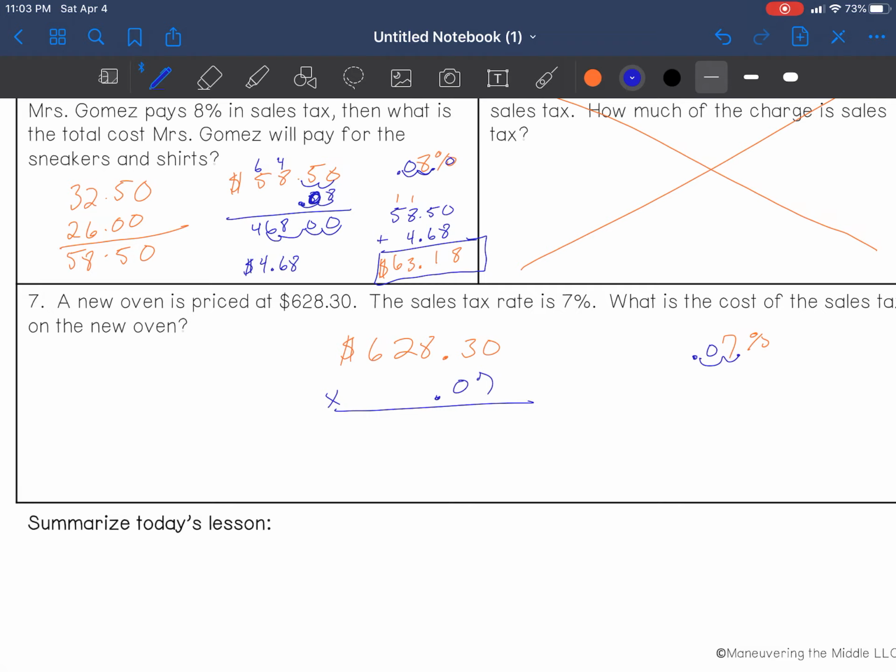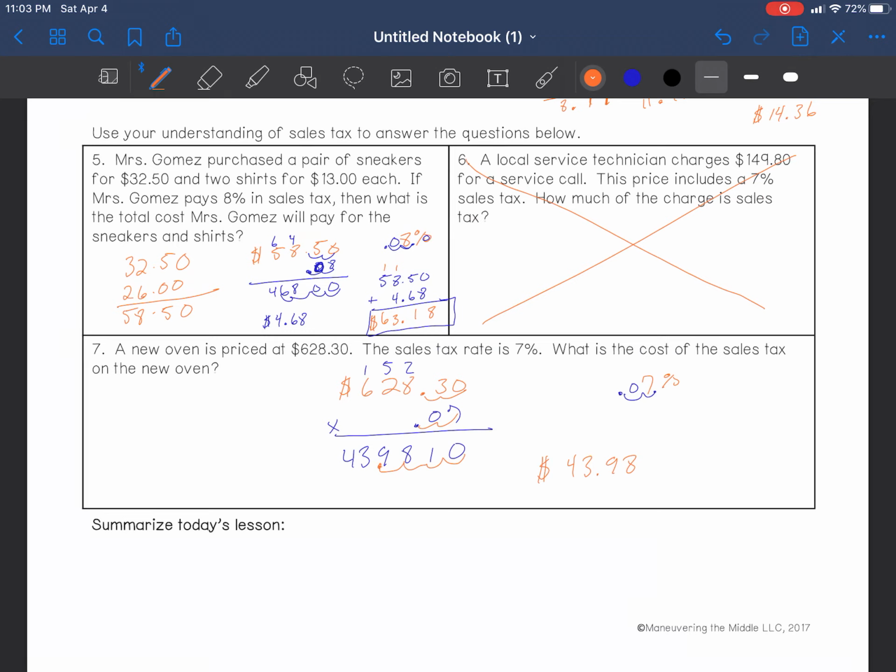And all we do now is multiply. 7 times 0, 0. 7 times 3, 21. 8 times 7 is 56 plus 2, 58. 7 times 2 is 14 plus 5, 19. 7 times 6, 42 plus 1, 43. How many decimal places? 1, 2, 3, 4. So our sales tax is $43.98. We do not have to round up because the number next to the 8 is less than 5.